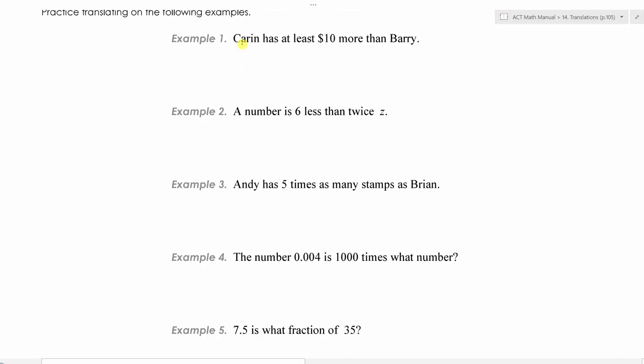So Karen or Corinne, I don't know how she likes to pronounce her name, so I'm going to say Karen. Karen has at least $10 more than Barry. This one's tough for some students. We start off with sort of a tough one. This would translate to Karen is greater than or equal to, is at least, Barry plus 10.